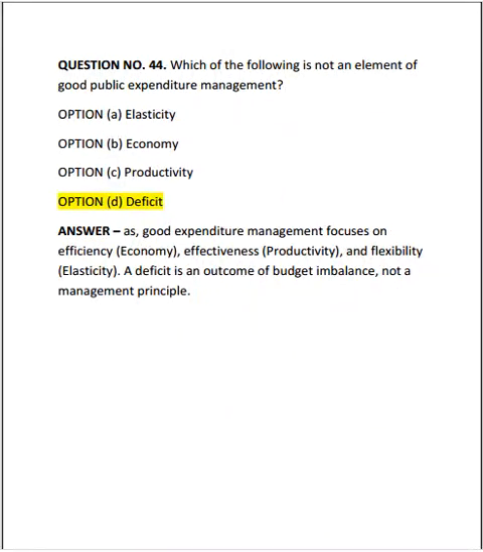Question no. 44. Which of the following is not an element of good public expenditure management? Option A, elasticity. Option B, economy. Option C, productivity. Option D, deficit. Answer: as good expenditure management focuses on efficiency, economy, effectiveness, productivity, and flexibility, elasticity. A deficit is an outcome of budget imbalance, not a management principle.